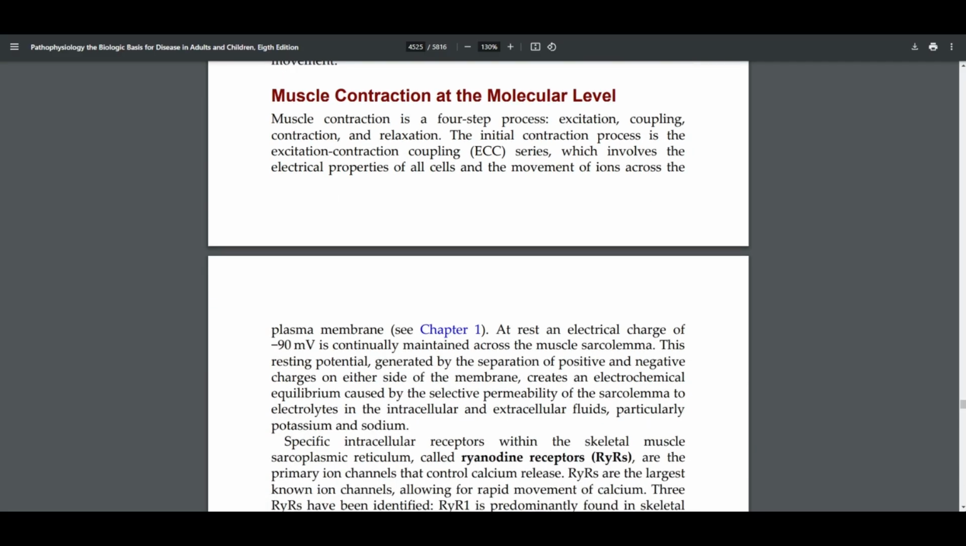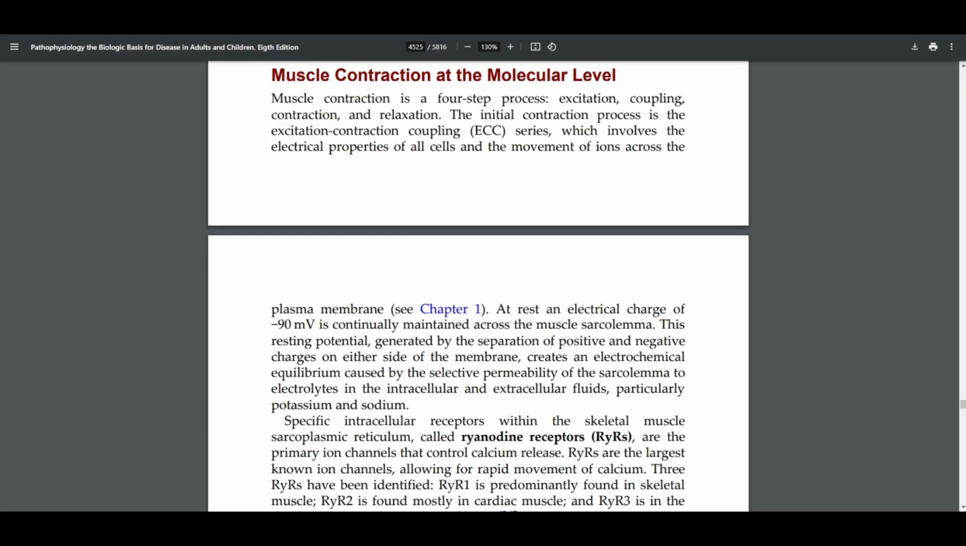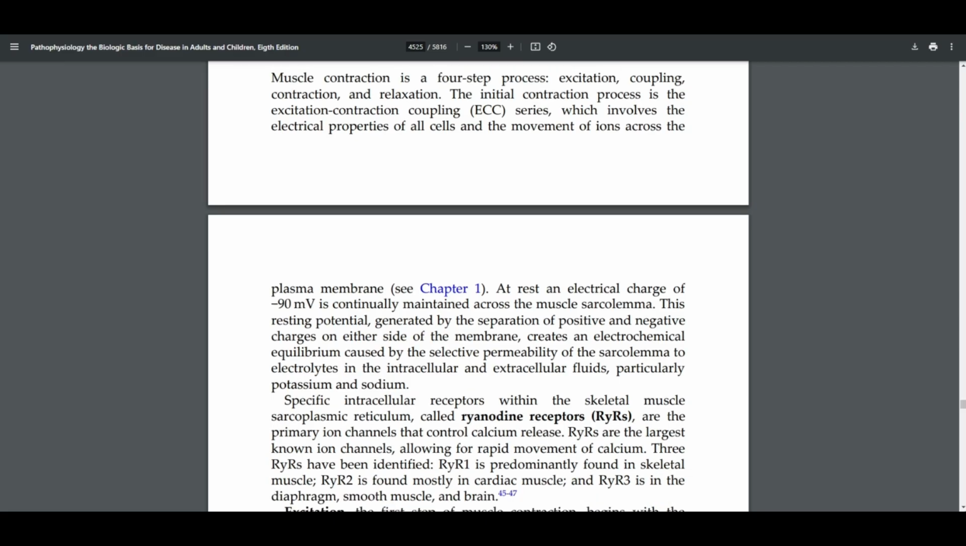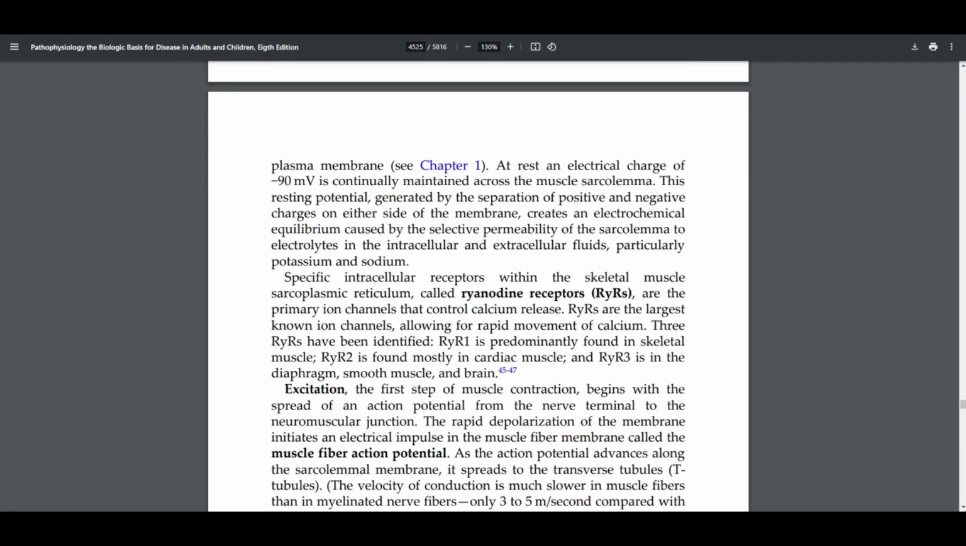Muscle contraction at the molecular level. Muscle contraction is a four-step process: excitation, coupling, contraction, and relaxation. The initial contraction process is the excitation-contraction coupling series, which involves the electrical properties of all cells and their movements of ions across the plasma membrane.